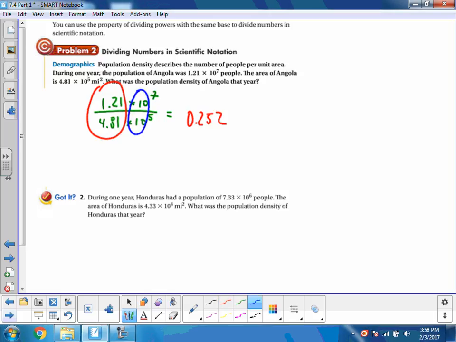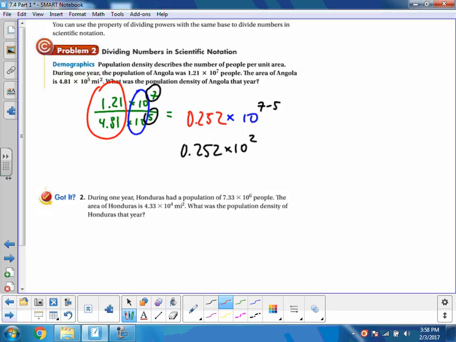Now I'm going to deal with these bases, okay? So both the bases are 10, and I'm going to look at the exponents here. I've got a 7 and a 5, so it's 7 minus 5 because I'm dividing. So it's to the second power. Well, we've got to make a couple of changes here. So let's take a look at it. Times 10 to the second, true.